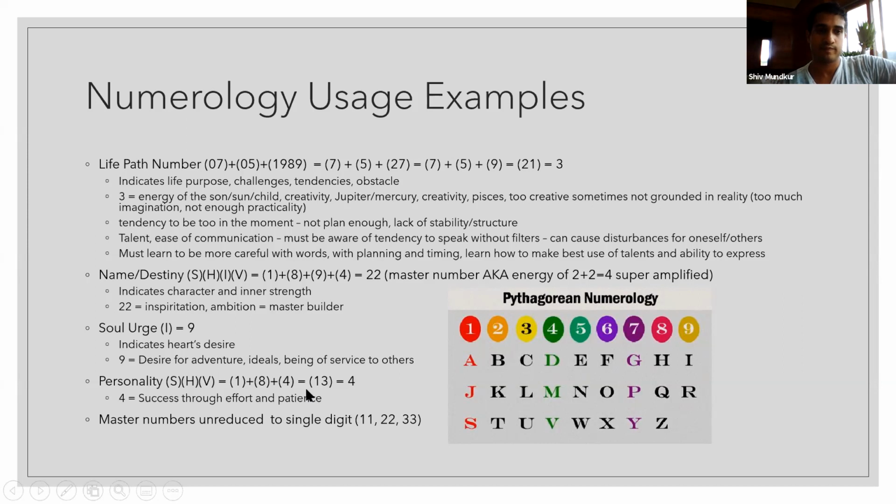So, Shiv, I have a question on that. Yes, please. In the life path number, you have 21 equals 3. But if that 21 was 11, would you not go to 2? No. You'd keep it as 11, and we'll go over why, because that is one of the master numbers. If it was 12 or 13, then you'd go to a 4. If it was 14, you'd go to a 5. But with 11, 22, and 33, those are the only numbers you don't reduce.